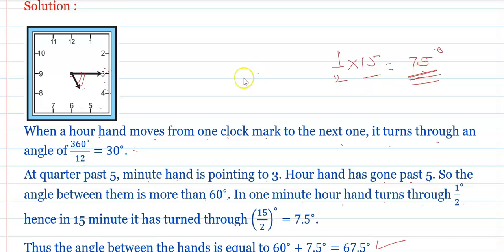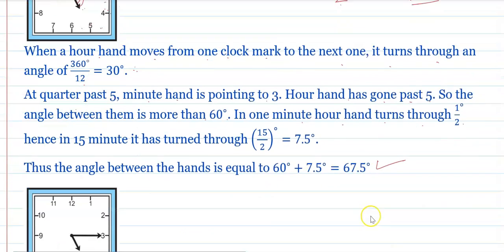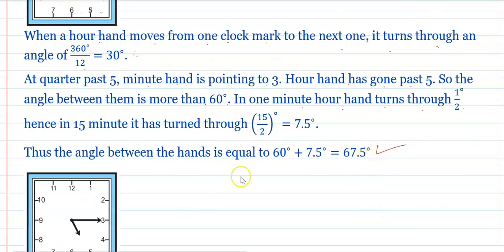If we add 7.5 to this 60 degree, then it will be 67.5 degree, and hence this is the angle between these two hands.